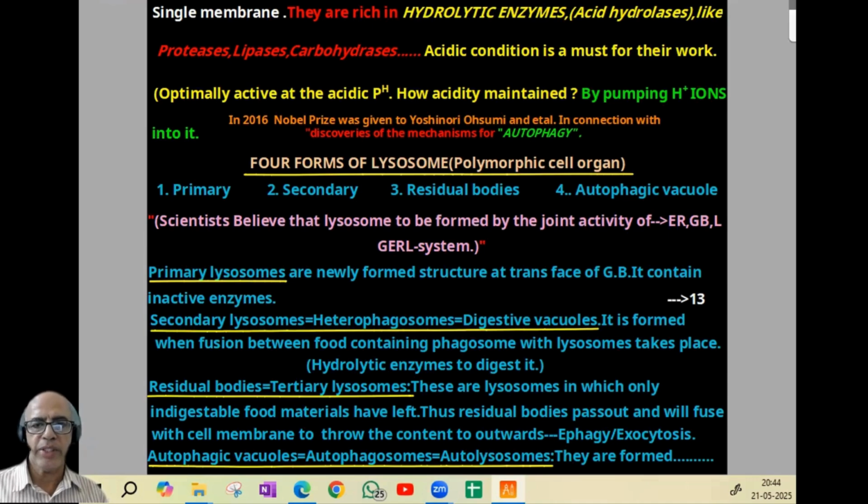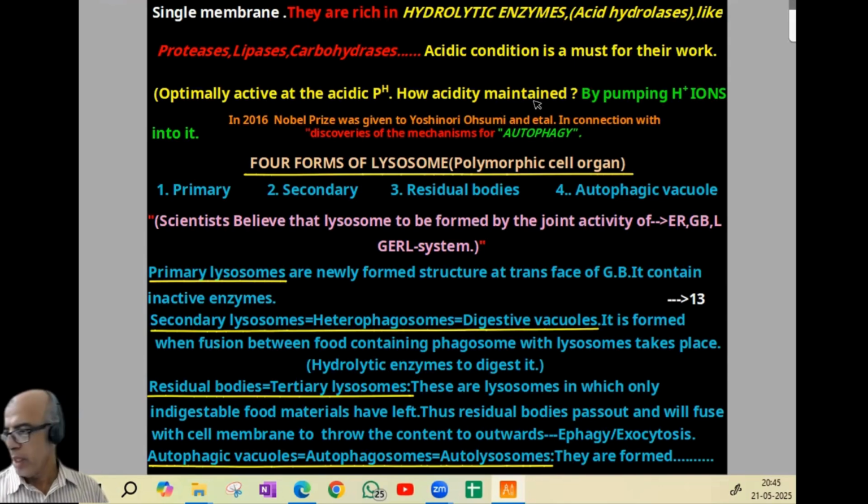It contains inactive enzyme. Secondary lysosome, which is otherwise called heterophagosome, digestive vacuole. It is formed when fusion between food-containing phagosomes with the lysosome takes place. Hydrolytic enzyme to digest it. Third structure is residual bodies, which is otherwise called tertiary lysosome. Go secondary over, now tertiary lysosome. These are lysosomes in which only indigestible food materials have left. Thus, residual bodies pass out and will fuse with the cell membrane to throw the content outwards, by exocytosis. Now, fourth is autophagic vacuoles, that is autophagosome or autolysosome.